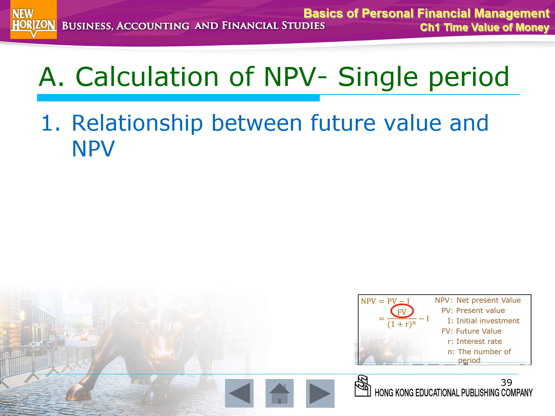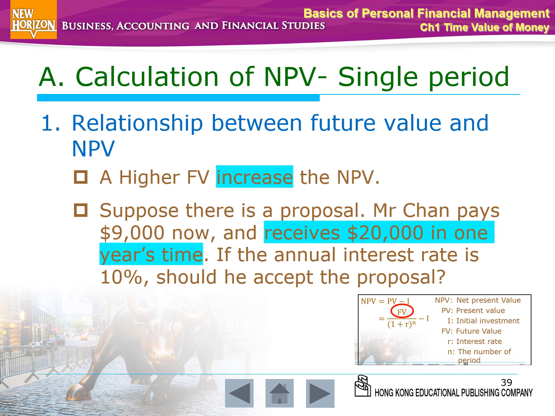We are going to learn the relationship between the future value and net present value. A higher future value will increase the net present value. Suppose there is a proposal. Mr. Chen pays $9,000 now and receives $20,000 in 1 year's time. If the annual interest rate is 10%, should he accept the proposal? Again, we're going to use the formula on the right hand side. Future value is $20,000. R stands for 10%, N stands for 1, I stands for 9,000.